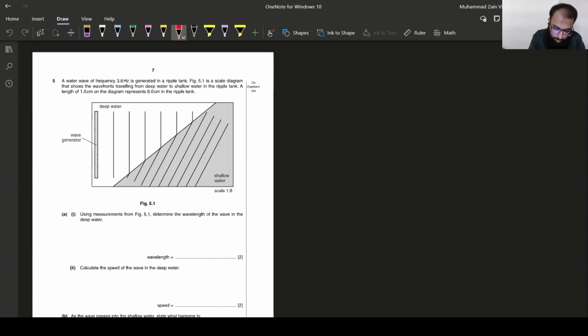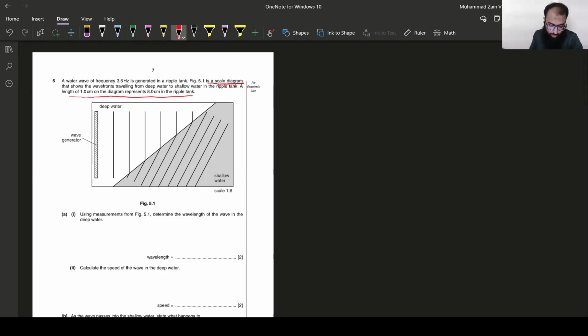Now, one of the key points about this question is that they've told us that this is a scale diagram. A scale diagram means these values, these distances on the diagram, are of importance. You can use these values. And in the next part, they've told us a scale. So first, they tell us that it's a scale diagram, and next, they tell us the scaling. They tell us that a length of 1 centimeter on the diagram represents 8 centimeters in the ripple tank.